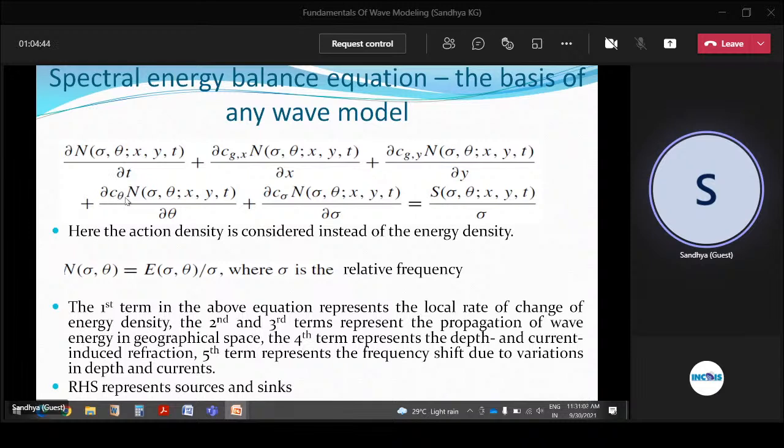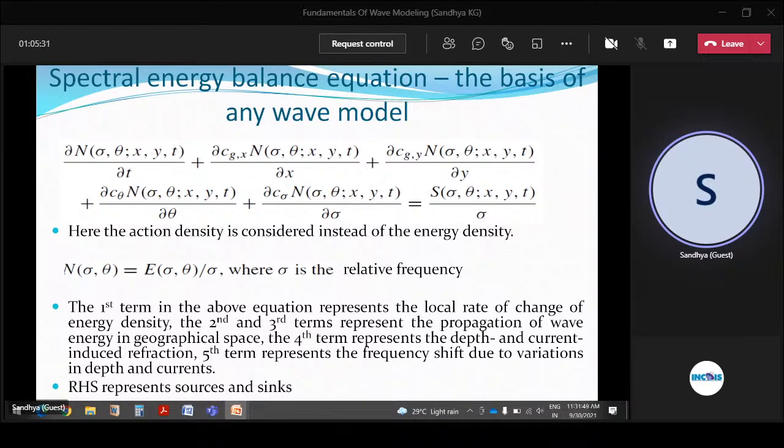Now the fourth term is ∂/∂θ of c_θ N. It represents the depth and current induced refraction. The fifth term is ∂/∂σ of c_σ N, which represents the frequency shift due to the variations in depths and currents. No need to worry about this equation, but understand that this is the basic equation in any wave model. On the right-hand side, you see S(σ, θ, x, y, t)/σ. This is the sink and source terms, which I was talking about in the previous slide. We will be expanding this term in the coming slides, and we'll understand physically what it means.